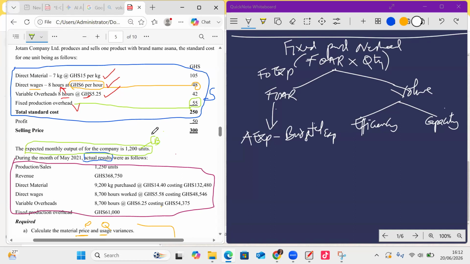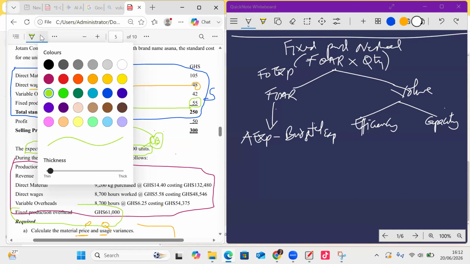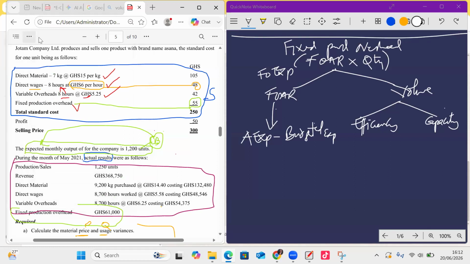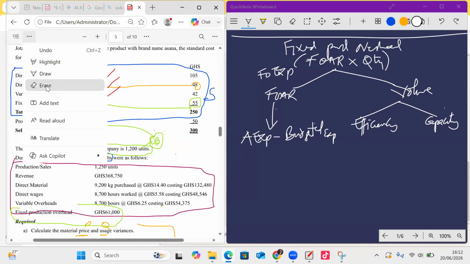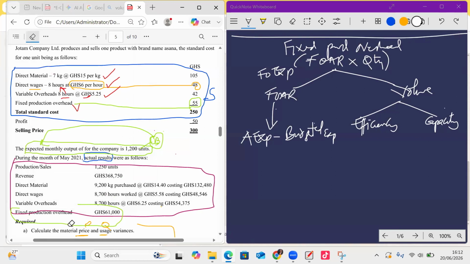From the word expected, budgeted. So it's budgeted. Then in the actual results also, we have fixed here. On fixed, we have three elements: the budgeted, the standard, and the actual. Do we get it? Are we okay? So this is the actual results.